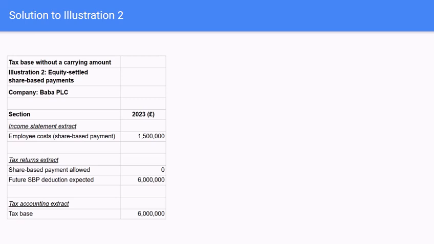Nothing in your asset, nothing in your liability. So if you look at the asset side and the liability side of your balance sheet, you will not see anything for share-based payment. So if that's your starting point, you won't pick this up.